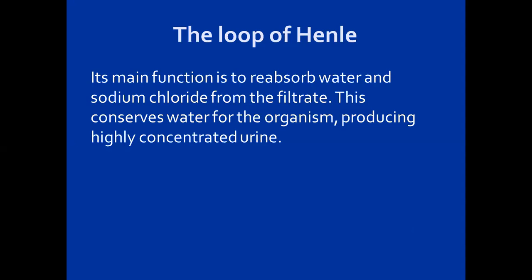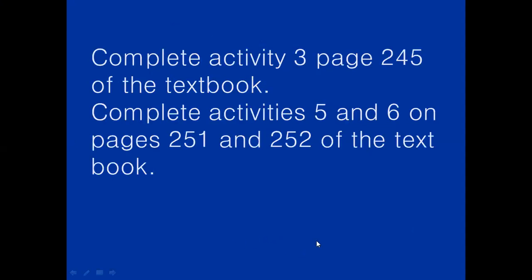Okay, there's no regulation of how much water passes out of the filtrate in the loop of Henle. So the body has no control over it. It's just water is reabsorbed, but there's no regulation of that. That's going to happen in the distal convoluted tubule and in the collecting duct.